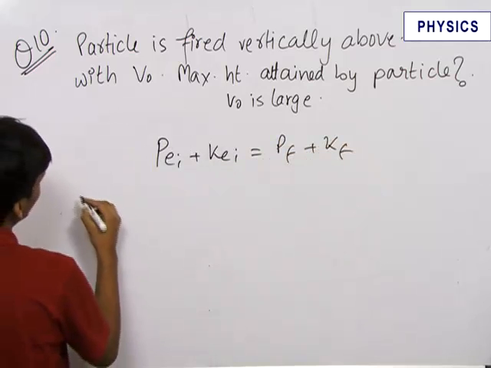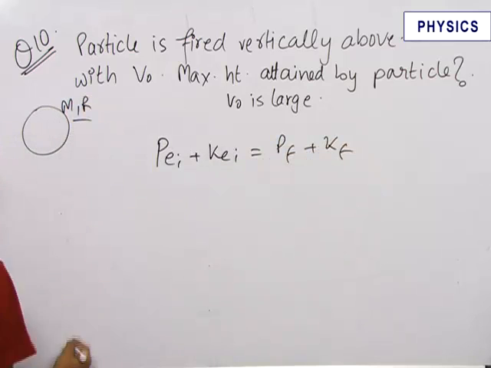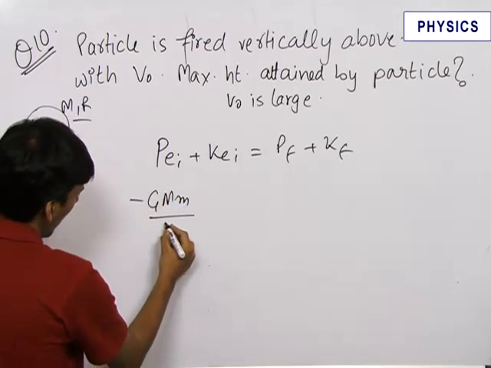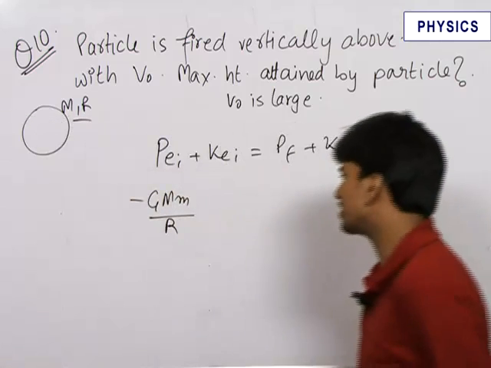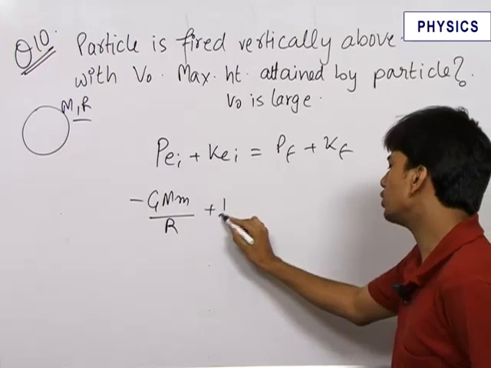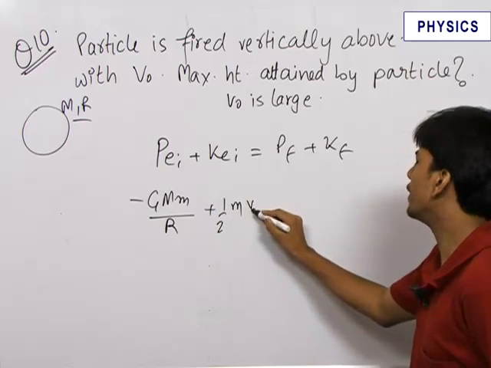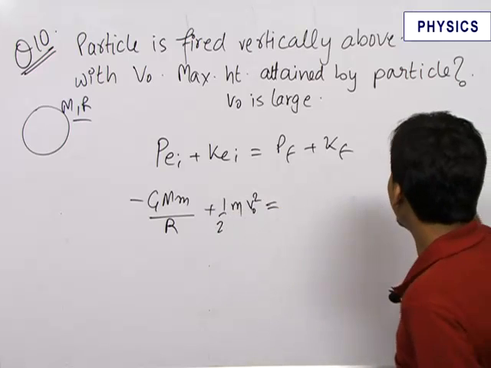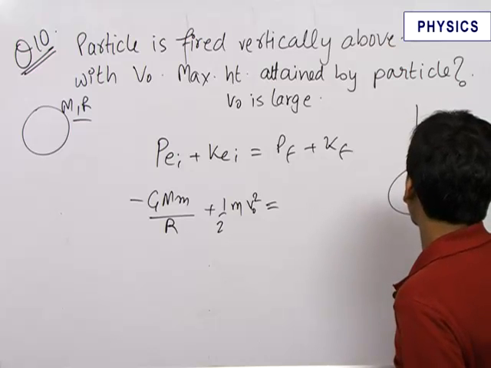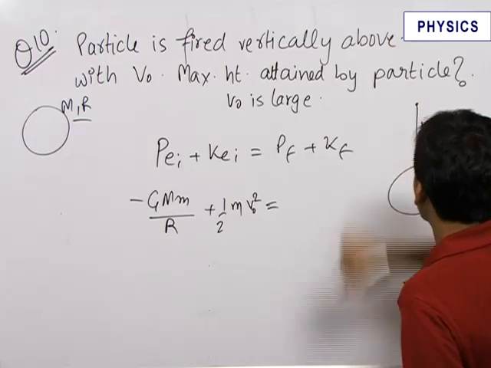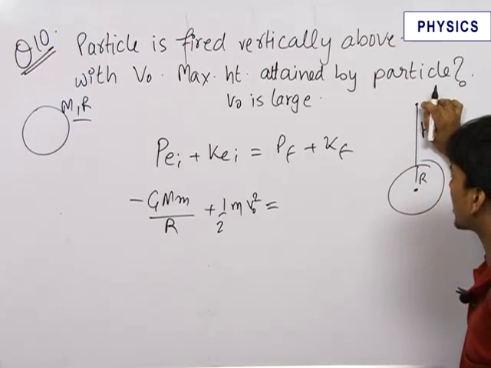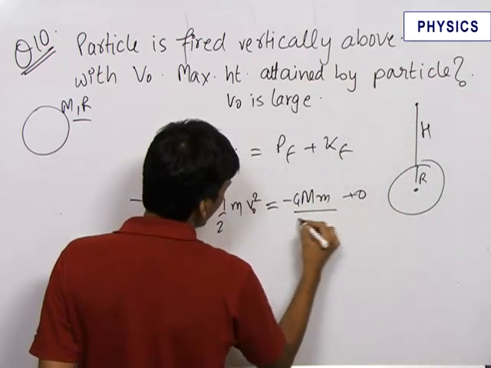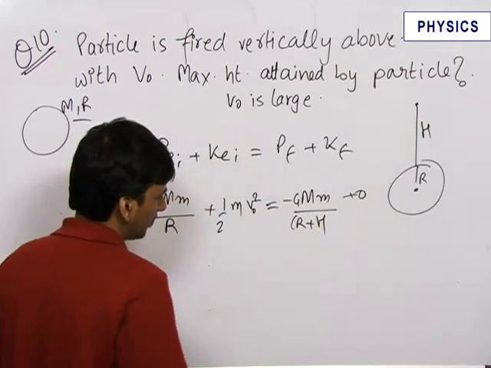The initial potential energy of the object can be given to be, mass of the earth is given to be M and m is the mass of the object, minus GMm upon R, that is the radius of the earth, since it is initially at the surface. Initial kinetic energy given to the object is half m v0 square. This is equal to final potential energy, that is, let it rise to height H above the earth's surface, and its velocity becomes 0 over here because this is the maximum height. So the final kinetic energy is 0 and the final potential energy is minus GMm upon R plus H.